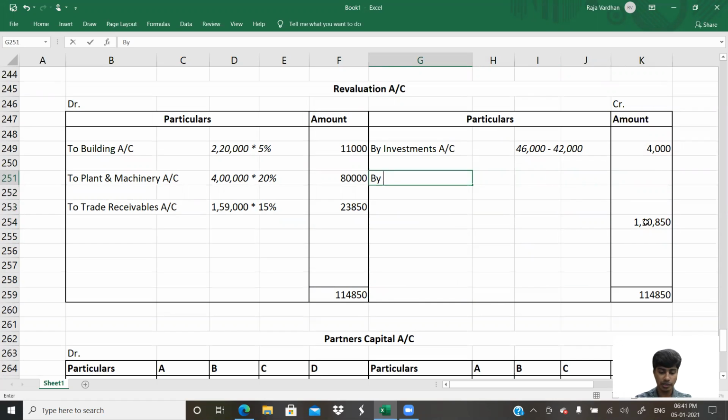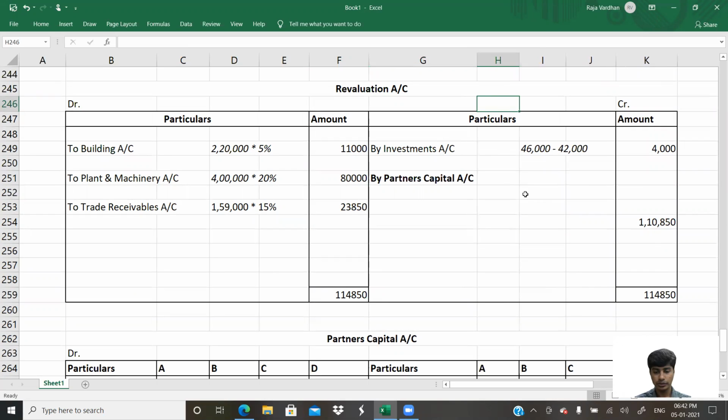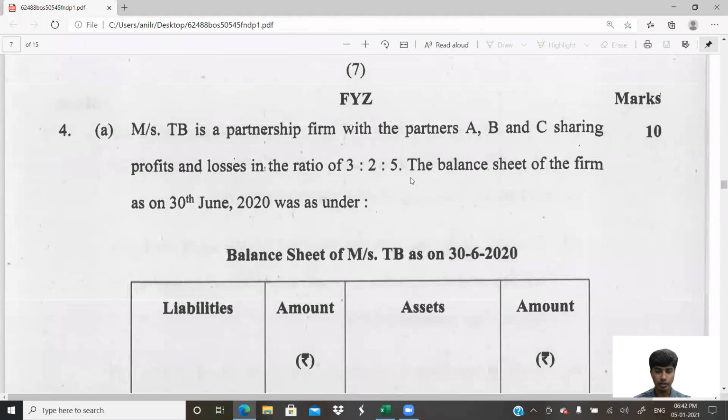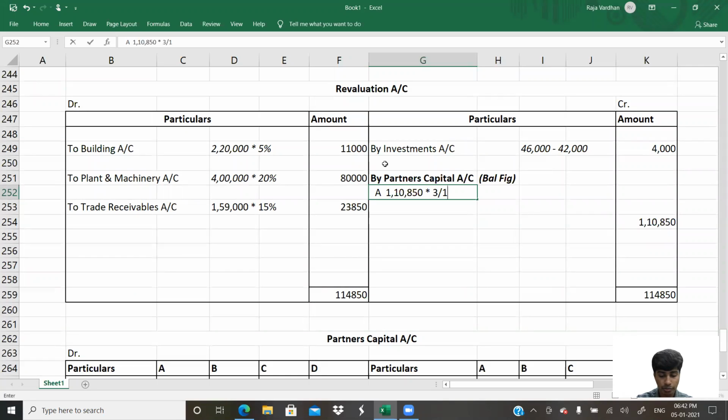What would I do? I would transfer it to partners' capital accounts. This is my balancing figure. It is to be shared between whom? A. How much will A get? 1,10,850 multiplied by what is his share? His share is the old profit sharing ratio. Old profit sharing ratio is 3 is to 2 is to 5. So 3 by 10. The same you would have to do for B and C also.